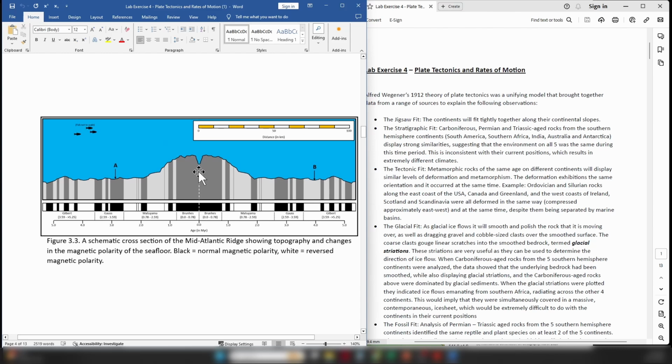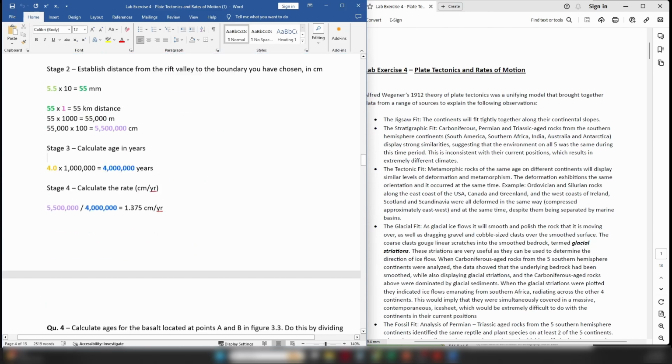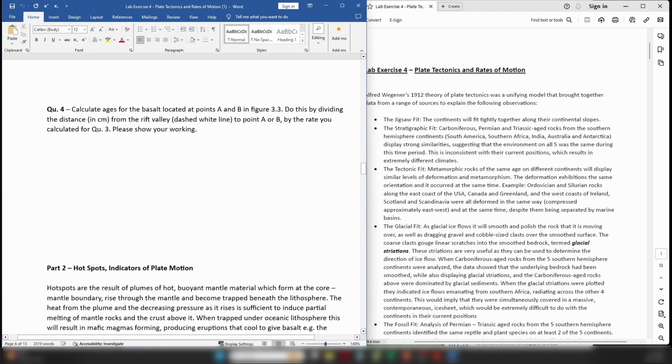You're going to measure the distance from your spreading ridge here to point A, and from your spreading ridge to point B. Obviously you're going to take that distance in millimeters, and you are then going to convert that into a distance in centimeters, just like you did for question 3. So you now have the distance from your spreading ridge to your location, in this case point A, and in this case point B.